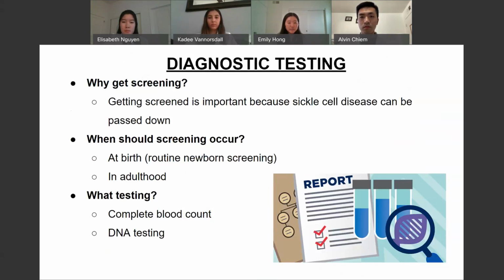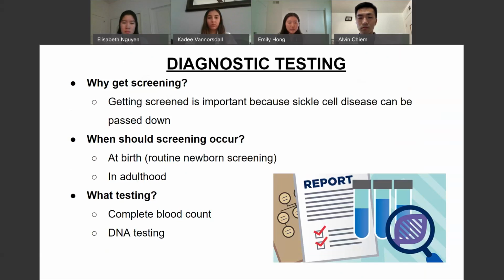In the US, babies are screened for sickle cell status as a part of the routine newborn screening program. In adulthood, screening for sickle cell status may be done as part of the care you and your partner receive before or during pregnancy or after your baby is born.